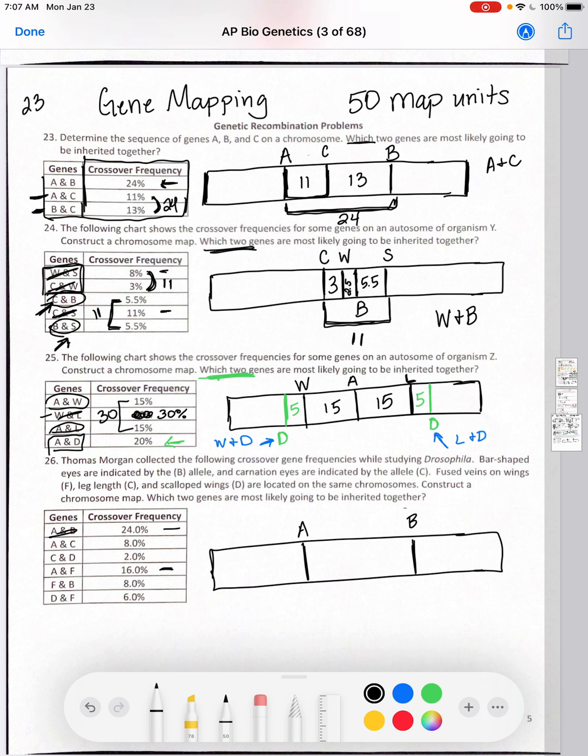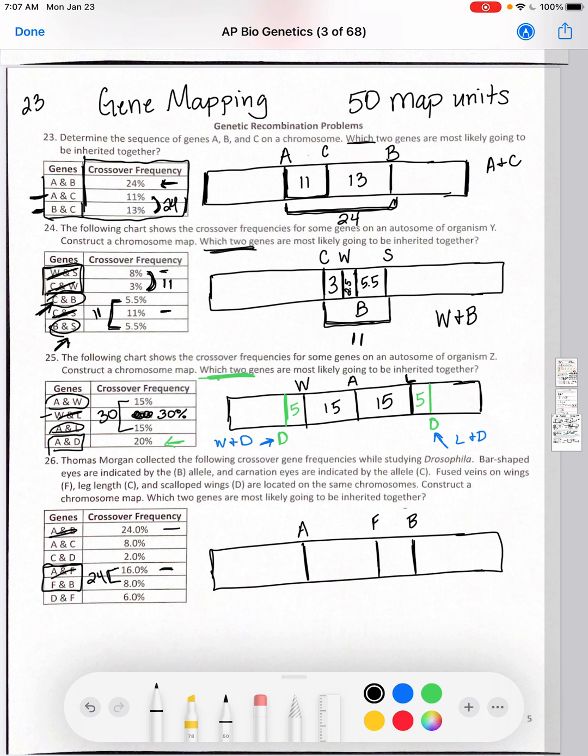But it looks like right here, they've given us some information about F. So between A and F is 16, between F and B is 8. Now we've got A and B already mapped. Does this equal 24%? Yes is the answer. I'm doing math in my head over here, right? So that does equal 24. So that tells us F is in the middle of A and B, but it is quite a bit closer to B. So there is my F.